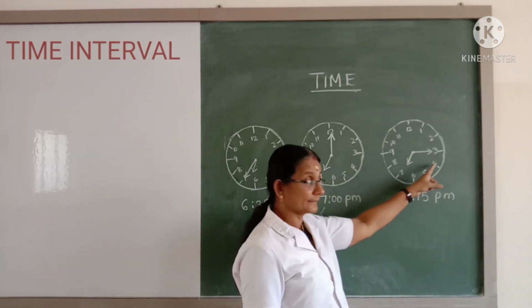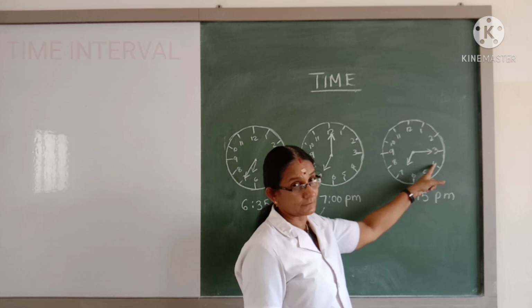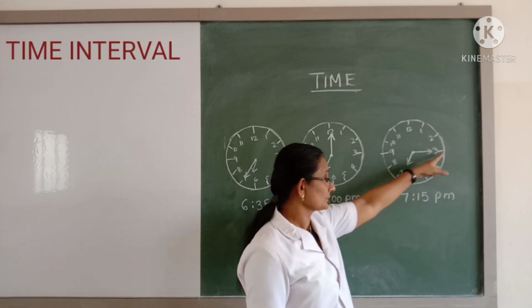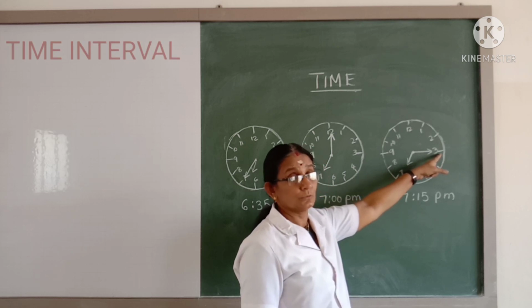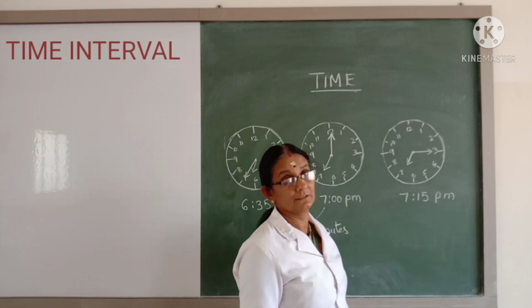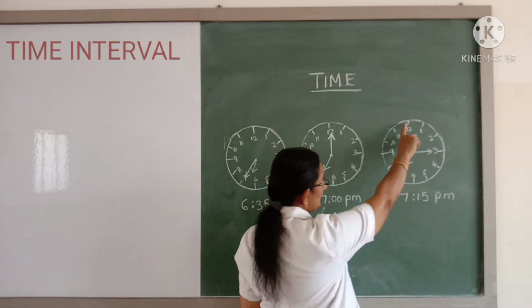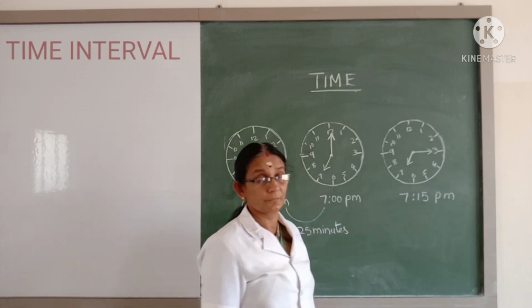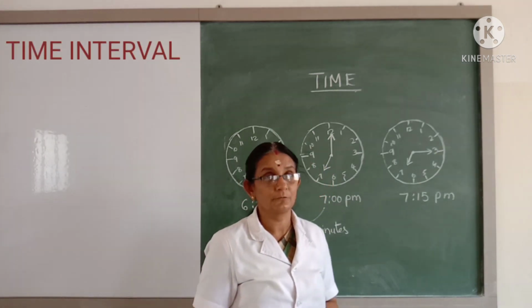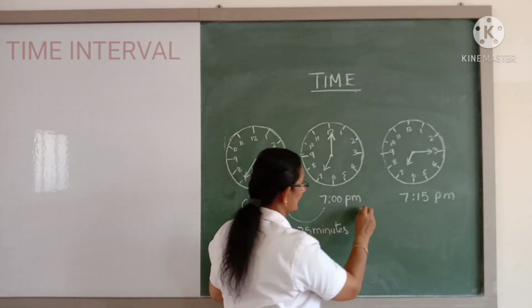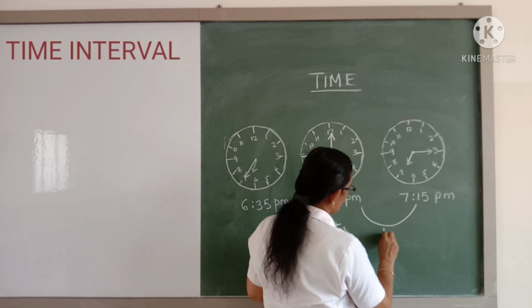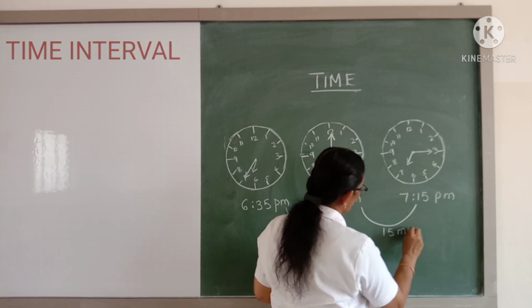she completed her homework at 7:15. So we need to calculate the time from 7 o'clock to 7:15. So what will be the time from 7 to 7:15? Yes, it is 15 minutes, isn't it? Because 5, 10 and 15. So the time is 15 minutes. So we can say the time spent from 7 to 7:15 is 15 minutes.